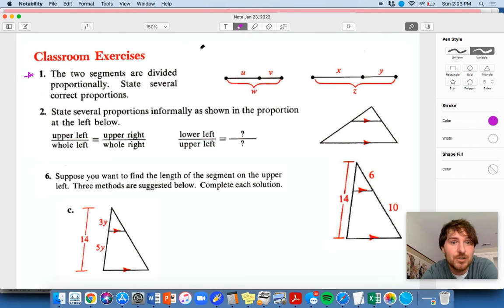Got number one here. The two segments are divided proportionally. That's nice, right? That means part to part is going to equal part to part. Those two points are dividing, so that ratio here is going to be the same as this ratio. State several correct proportions. So you want to start with this one.